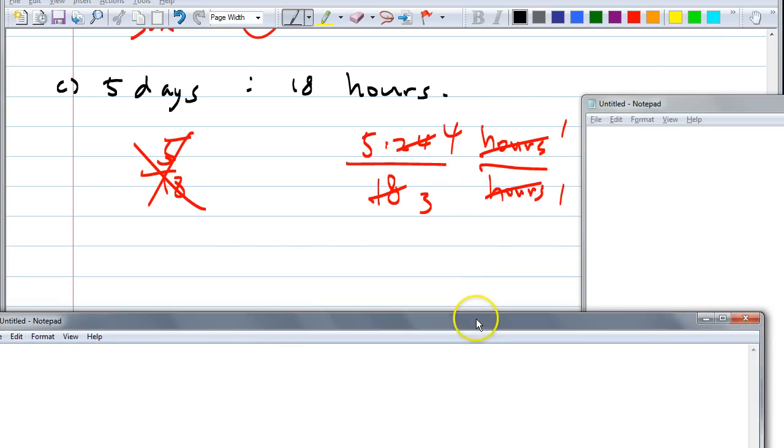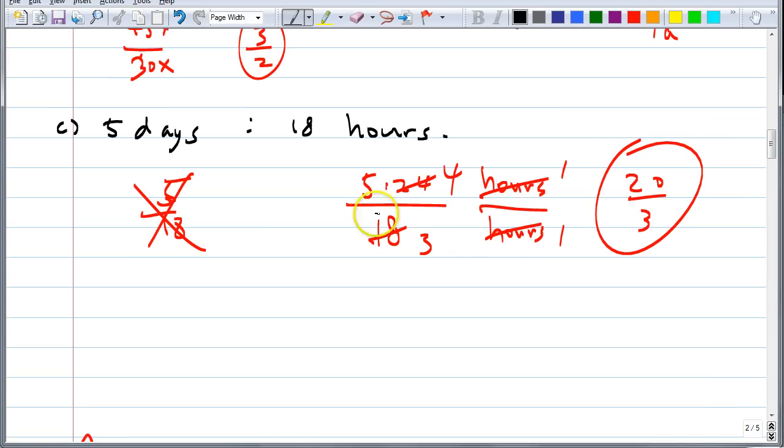Notice I multiplied 5 times 24 and didn't really multiply 5 times 24 out. Why do you think I didn't multiply it out? I could have multiplied 24 times 5 and then tried to simplify whatever that is over 18. But how come I didn't multiply it out? Do you see what I did here, guys? I just left it as 5 times 24. I didn't multiply this out. Why do you think I did that?